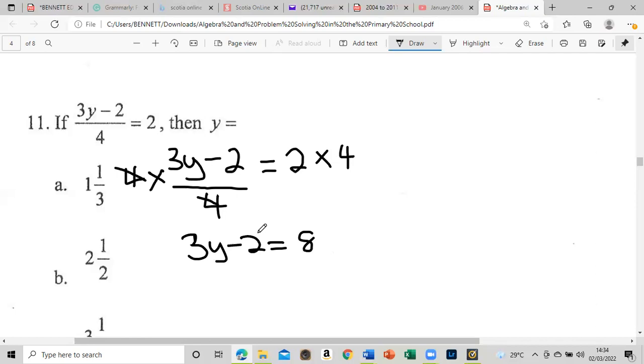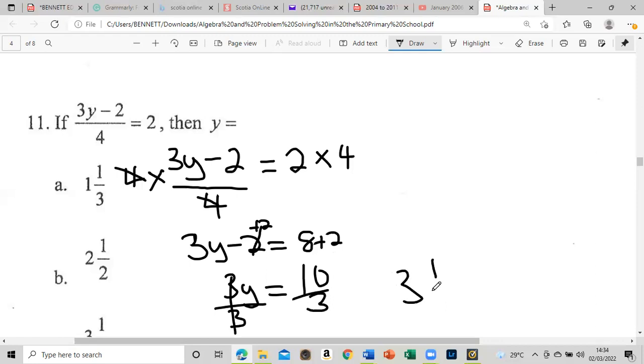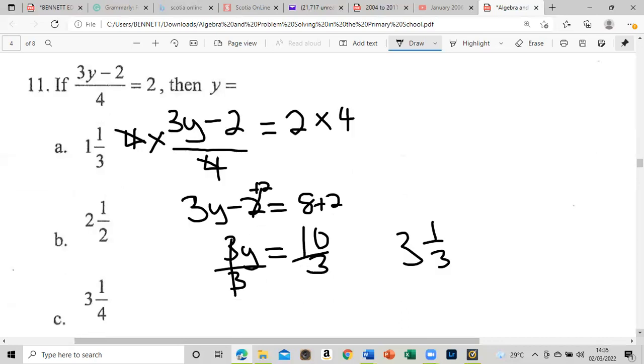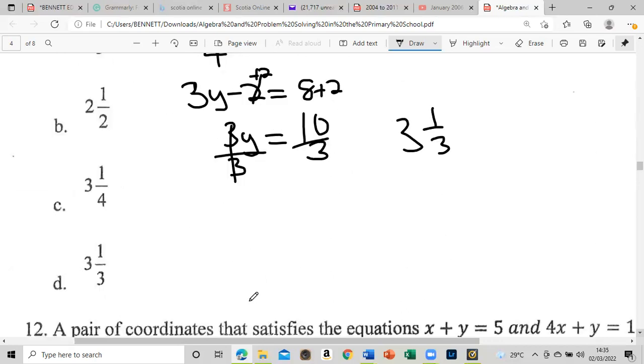And then now, what we have to do is add 2, take the inverse of this, which is to plus 2. Alright, and then what we do to one side, we do to both sides. So 3y equals 8 plus 2, that will give us 10. And then now we divide by 3 to take the inverse. Alright, so y is 10 over 3. Oh, here we go, D.